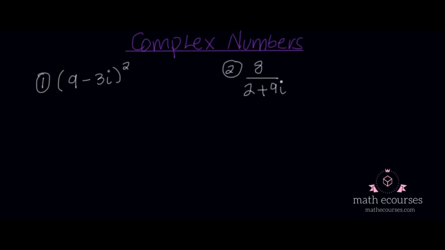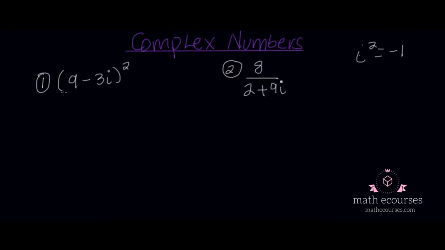This lesson is on complex numbers. I'm going to do a couple of examples, one of multiplying and one of dividing. But before we get started, it's important to remember that i squared will always equal -1.